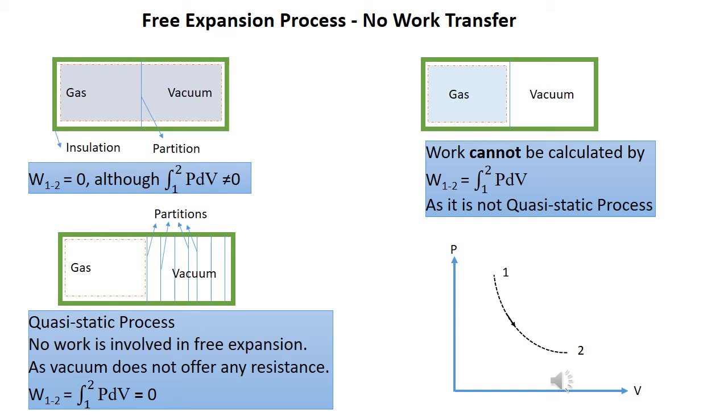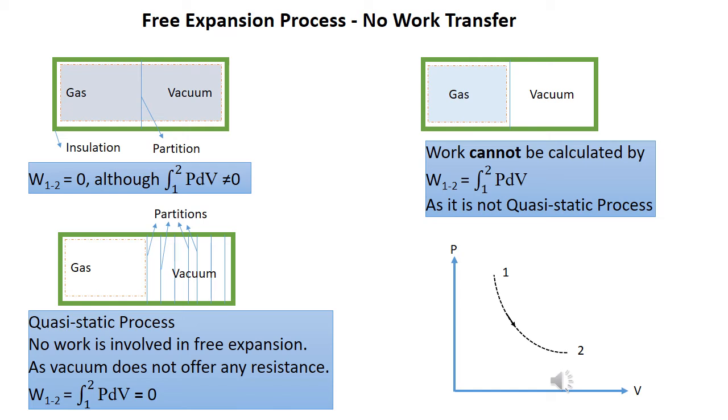Now if the partition is removed, the gas will fill the entire volume, and this expansion of gas against the vacuum is called free expansion. If the work required for removing that partition is neglected, then no work transfer is involved as no work crosses the boundary. Hence, work done is 0. But integral of P dV from initial position 1 to 2 is not equal to 0.